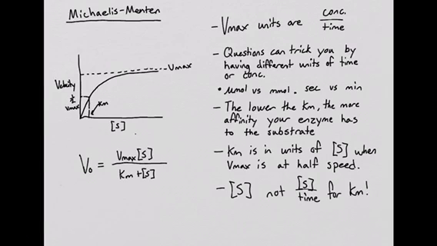Next, it is important to know that the lower the Km, so the lower this value is, actually means that your enzyme will have more affinity towards your substrate. So low Km equals high affinity to the substrate. Now also keep in mind that Km is in units of substrate. It is this point right here. So it's not going to be substrate over time. It's just substrate, and it's in concentration. So it's going to be some type of molarity, like micromolar, millimolar.